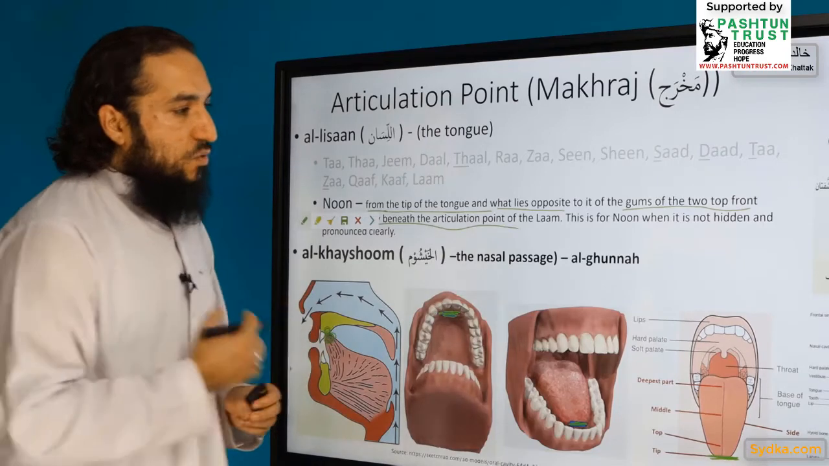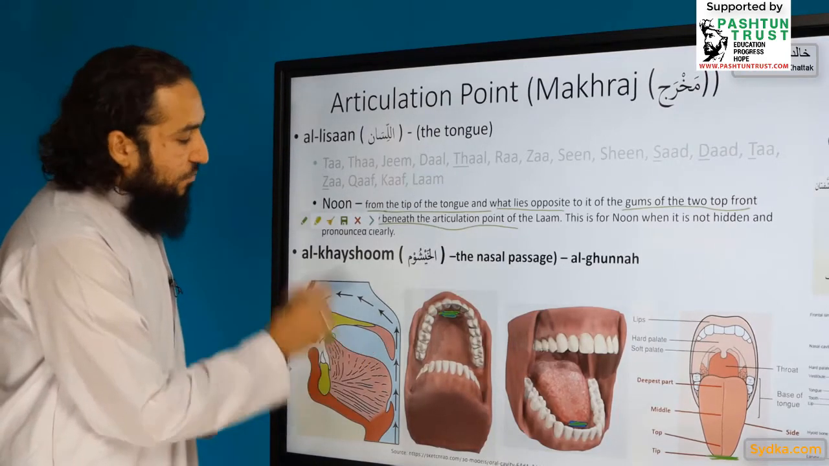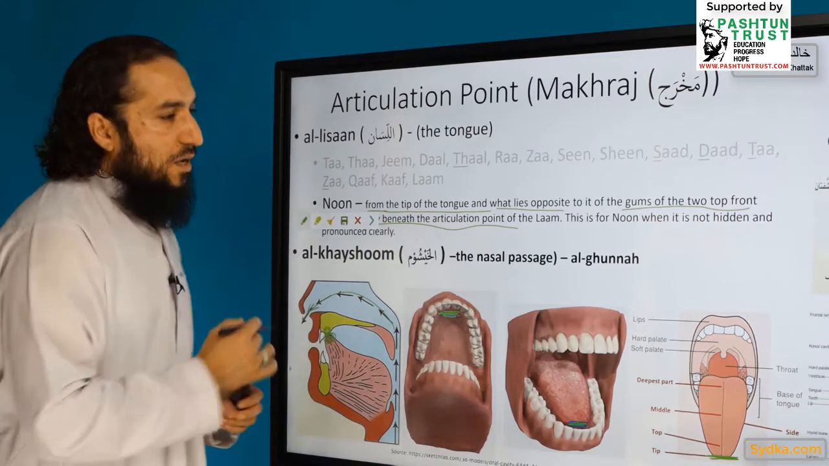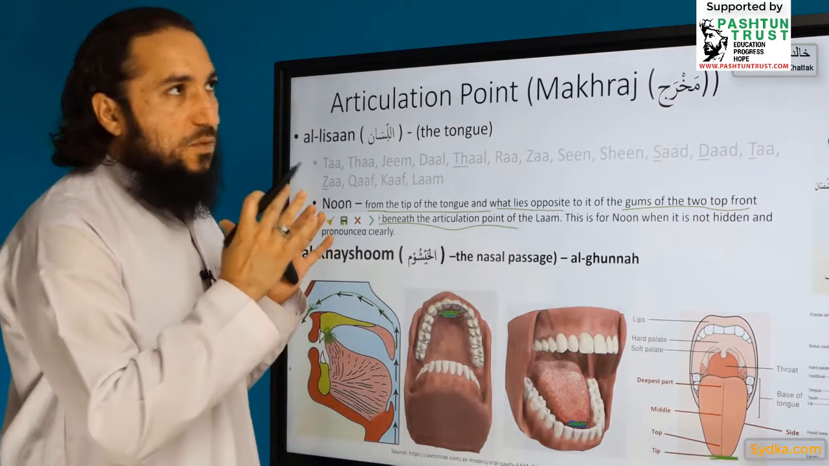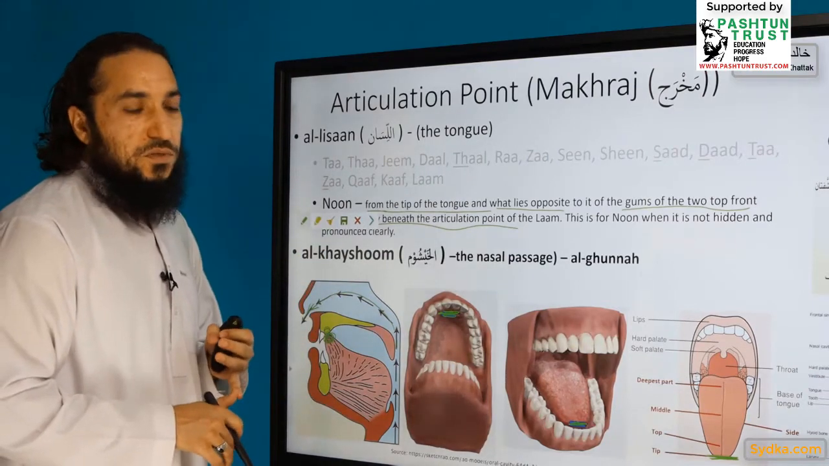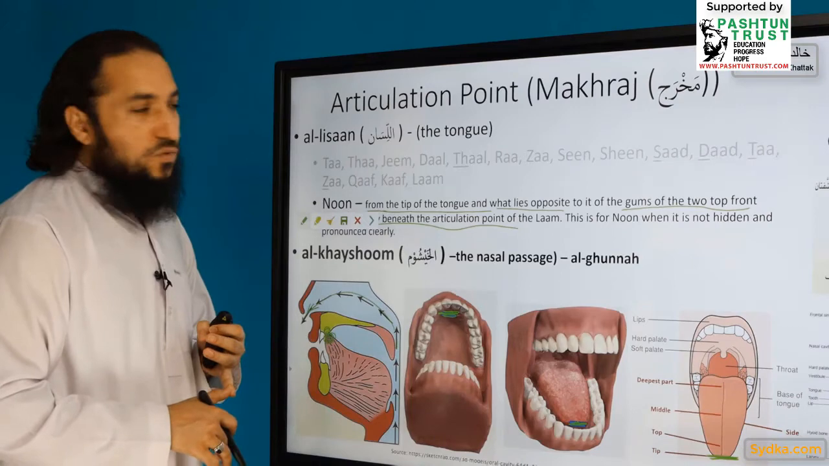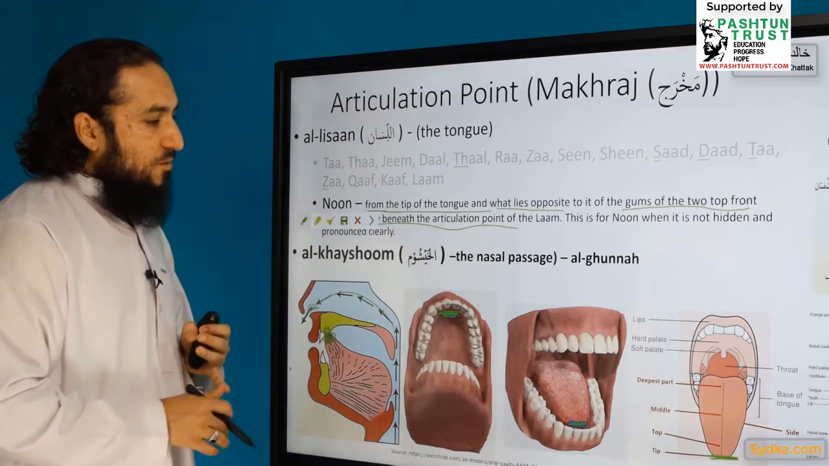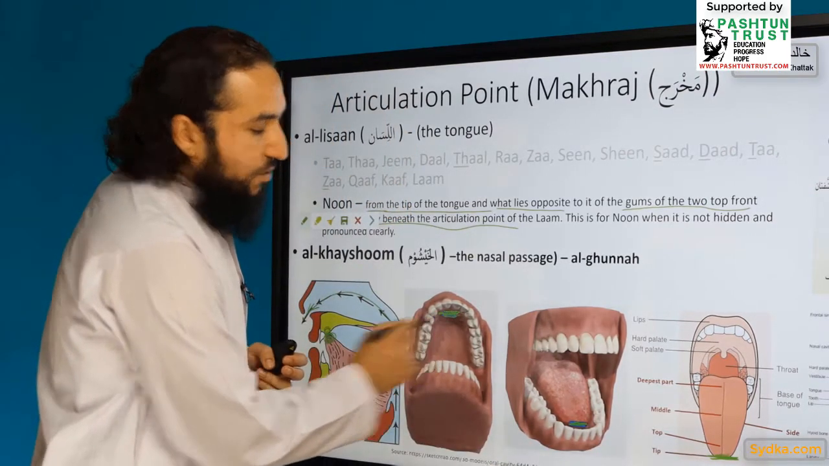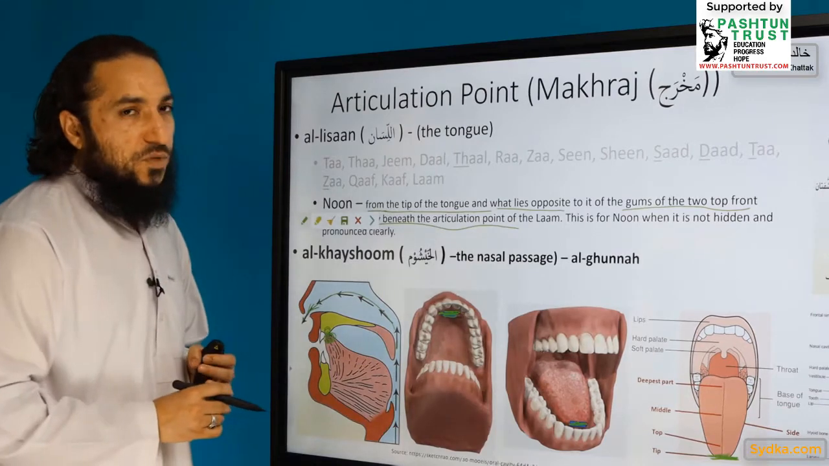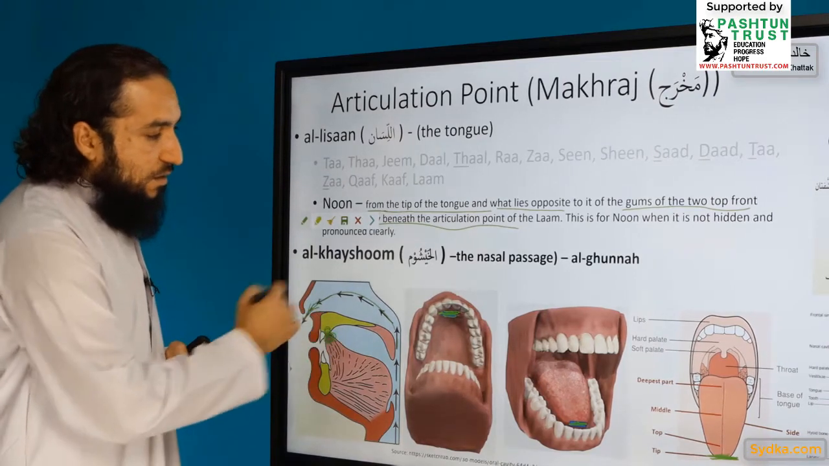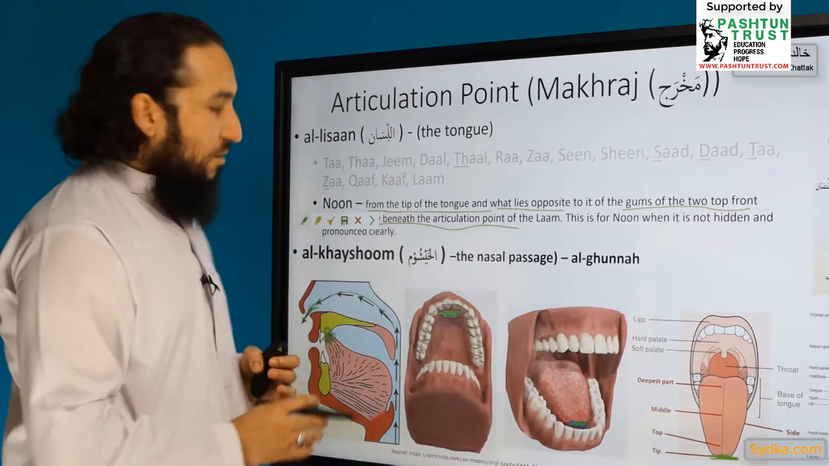In the other case, when it has ghunna attached to it, then the articulation point is al-khayshum, the nasal passage. Then the sound goes through that as well. It has multiple uses, but we will have a few lessons on it, not one, because there are a lot of rules attached to noon sakina, tanween, etc. This is just the basic: the tip of the tongue and what is opposite to that, the gum of the two top incisors, when it's clear. And when it is with ghunna, then the khayshum, the nasal passage, is involved as well.